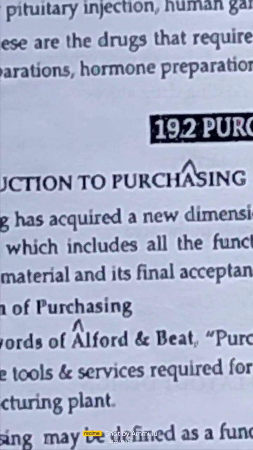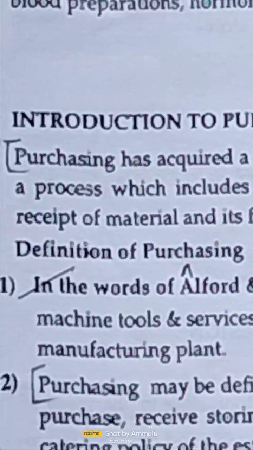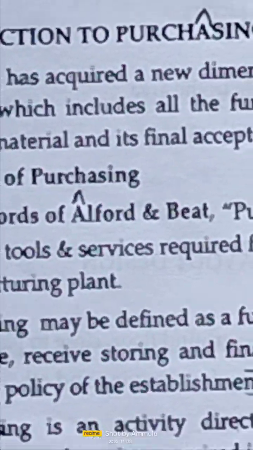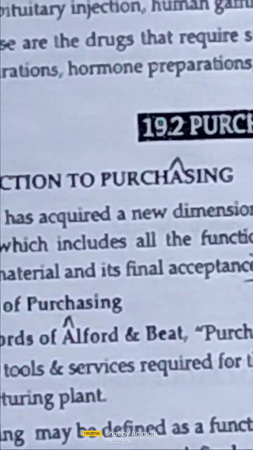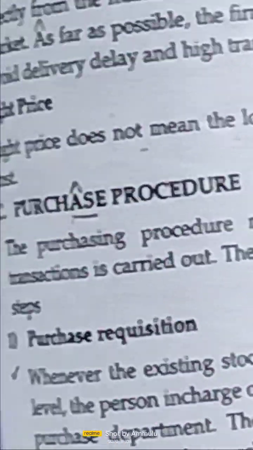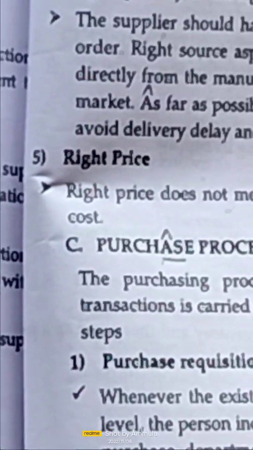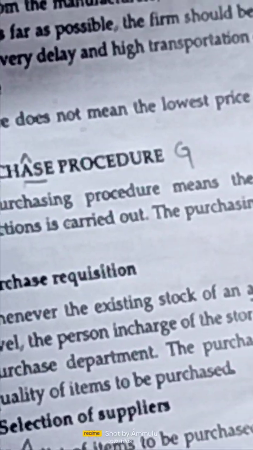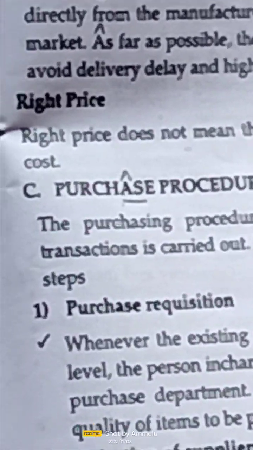In this purchasing, there are 5 principles. They are right source, right time, right price, right quality, right quantity. These 5 R's are useful for the purchasing process. Right quality: by the selection of right quality product, it gives good therapeutic values. And quantity also. The quantity of the drug will differ from person to person, meaning age to age.